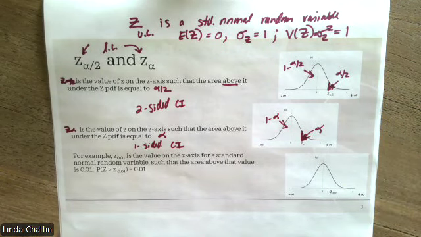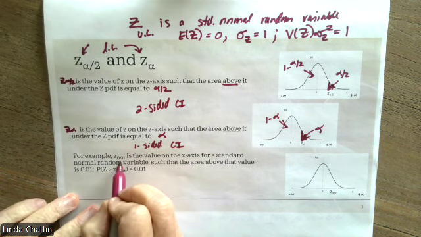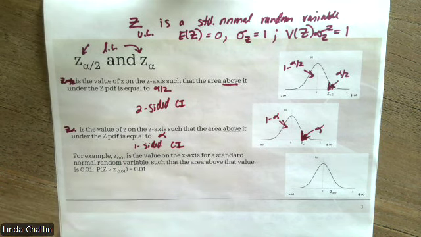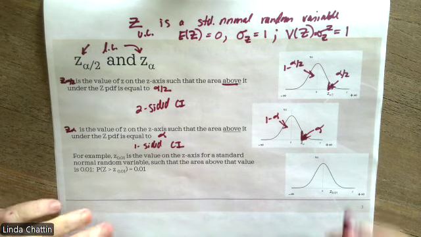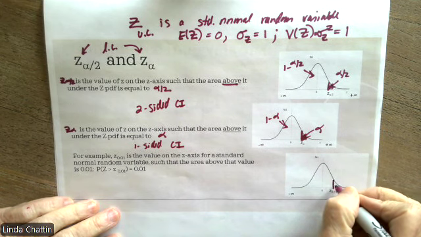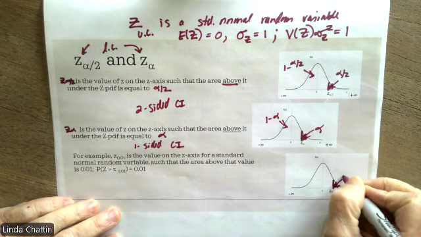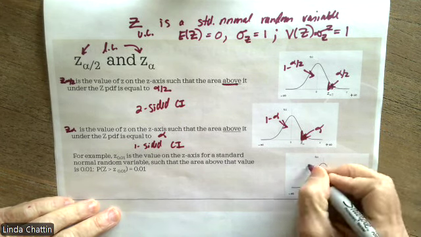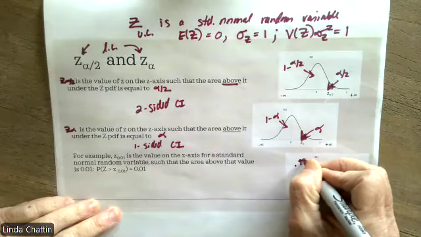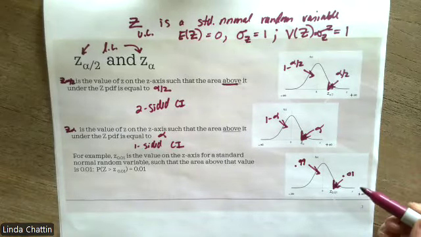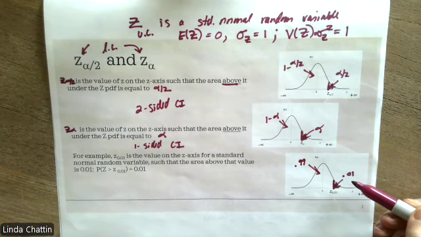So for example, if I have z sub 0.01, it is the value on the z-axis for a standard normal random variable such that the area above it is 0.01, which means this area is 0.99. Now, it really doesn't matter what alpha is here. In general, alpha would be 0.01.